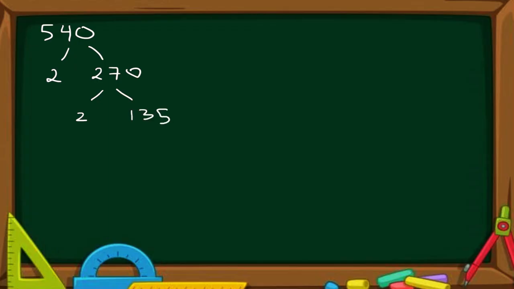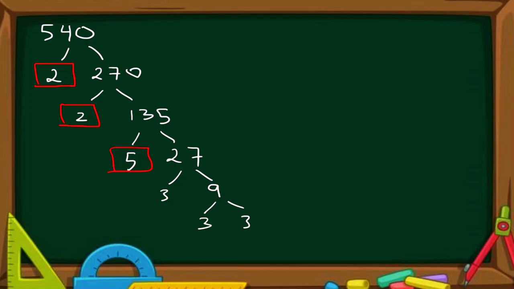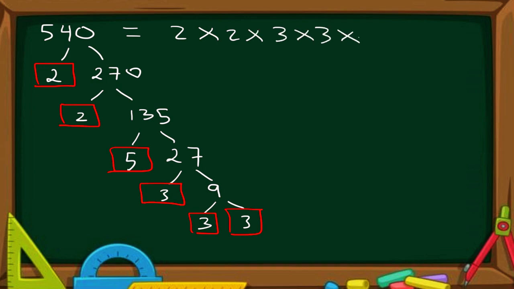Now 135 is not an even number, it's an odd number. And it ends in 5, so we can divide that by 5. So 135 divided by 5 is 27. 27 we could divide by 3. 27 divided by 3 is 9. And 9 divided by 3 is 3. So 9 is 3 times 3. So these are all the prime numbers that multiply to 540. So to write it in ascending order, we can say that 540 is 2 times 2 times 3 times 3 times 3 times 5. So now let's write it using exponents.